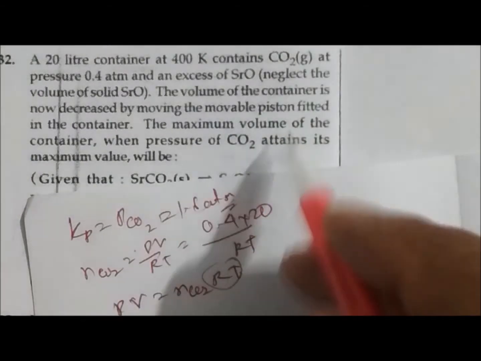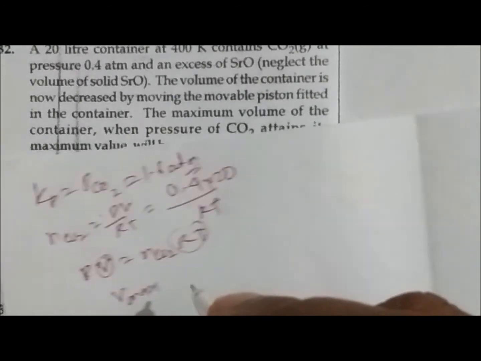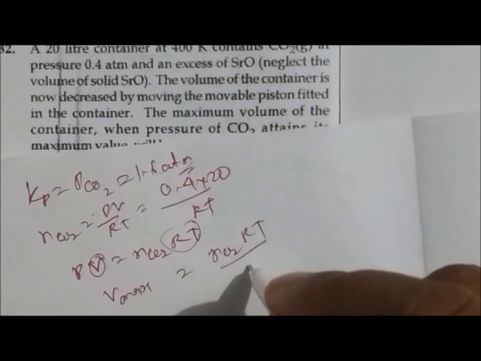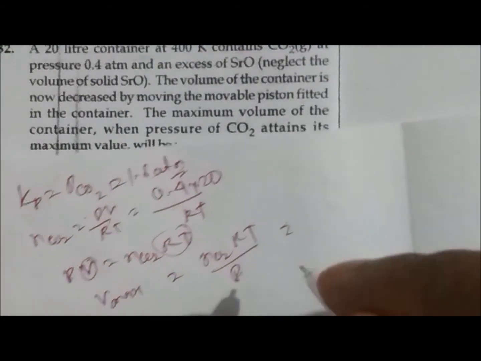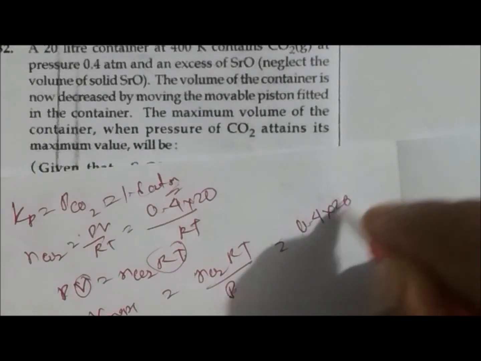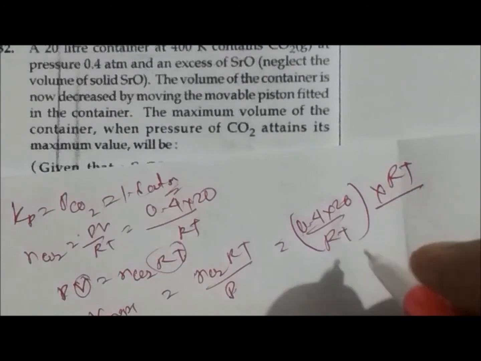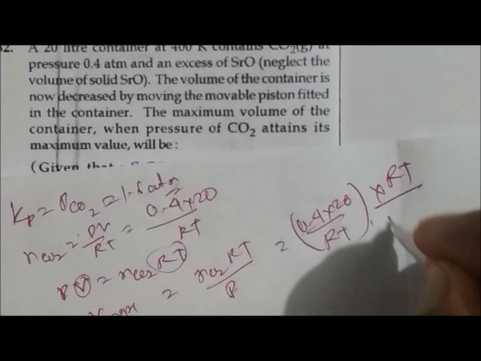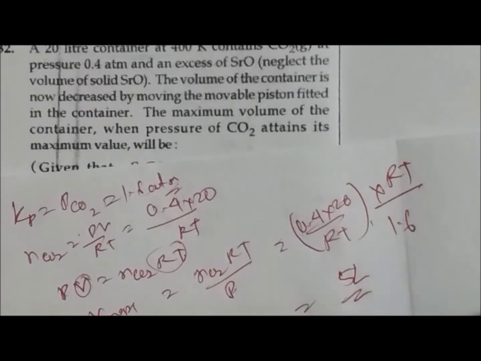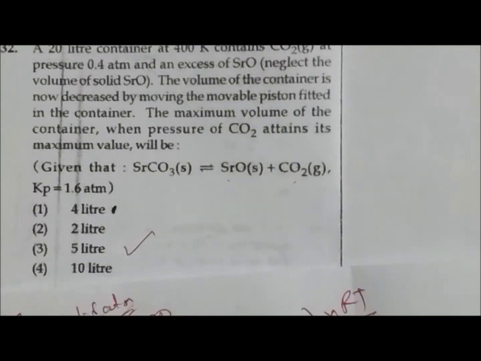So they are asking what is the maximum volume. V maximum will be equal to moles of carbon dioxide times RT by the considered pressure. Moles of carbon dioxide we have already discussed, that is 0.4 into 20 by RT, into RT. And what is the pressure? Pressure is given here, 1.6. On solving, you will get 5 liters. This is our answer. Let us check which is our option. So the option is 3.